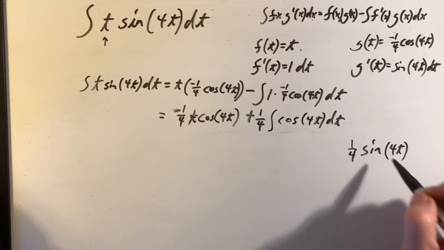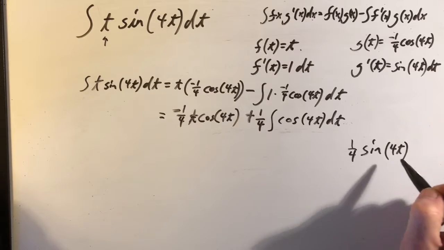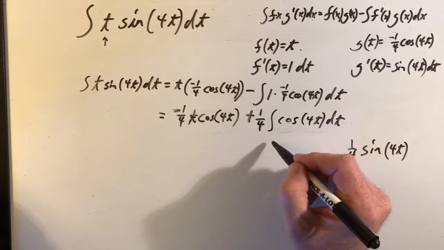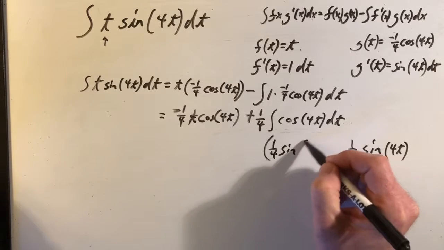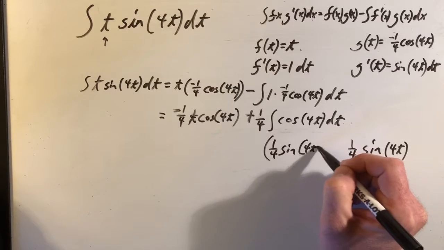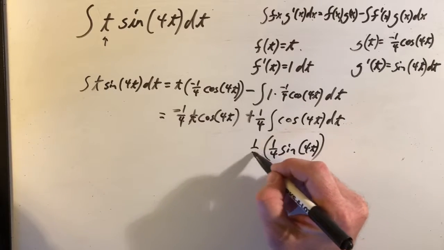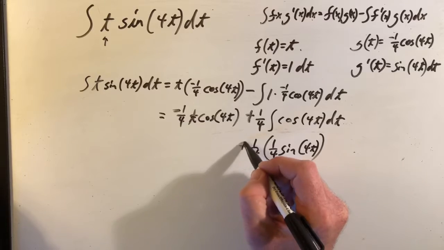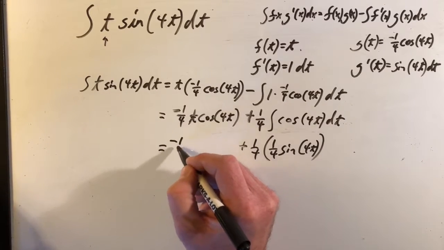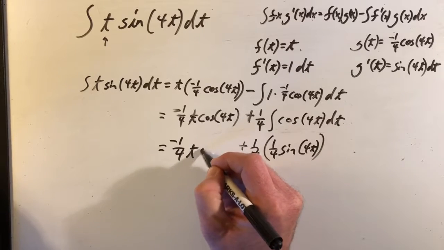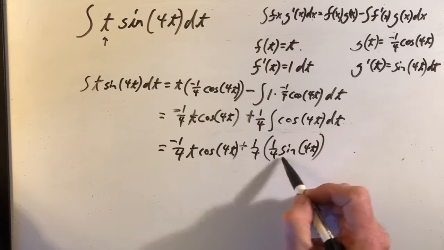And so that's what I'm going to have right here: 1/4 sine 4t. I'll just knock it off of here. 1/4. And then I'm going to have equals negative 1/4 t cosine 4t. There. So just distribute that.